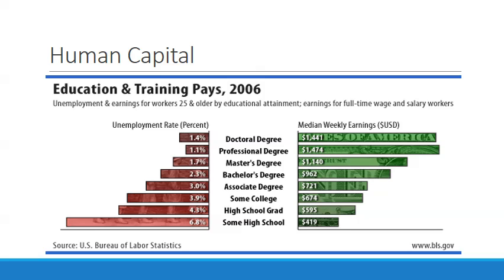So if you were going to look at degrees, you would be best to get a professional degree as opposed to a doctoral degree, which most of these doctoral degrees are individuals who are working as professors, PhDs, those types of things.